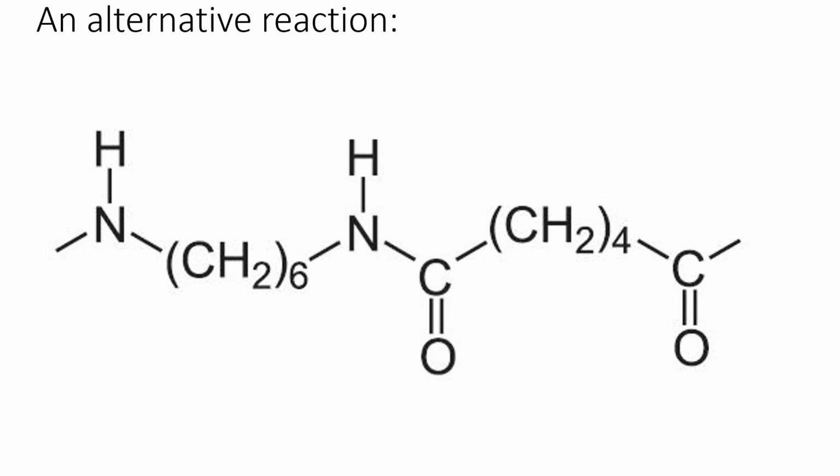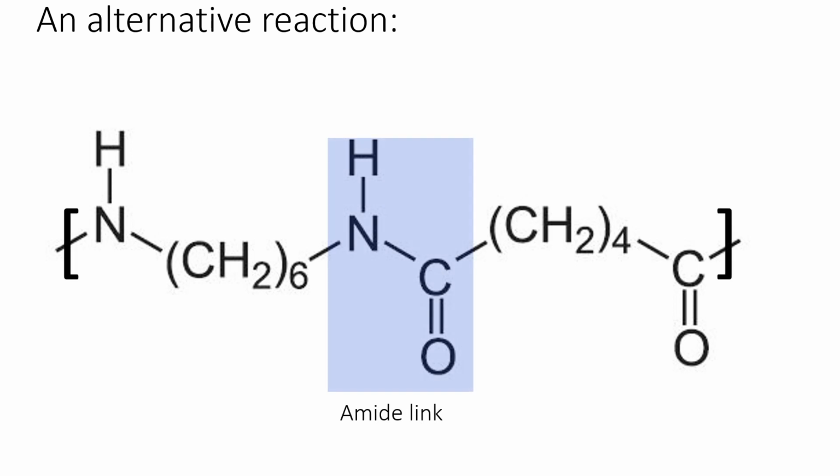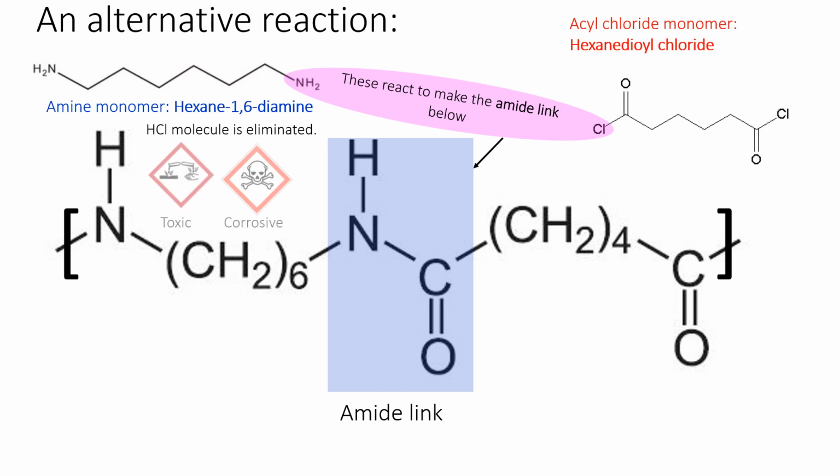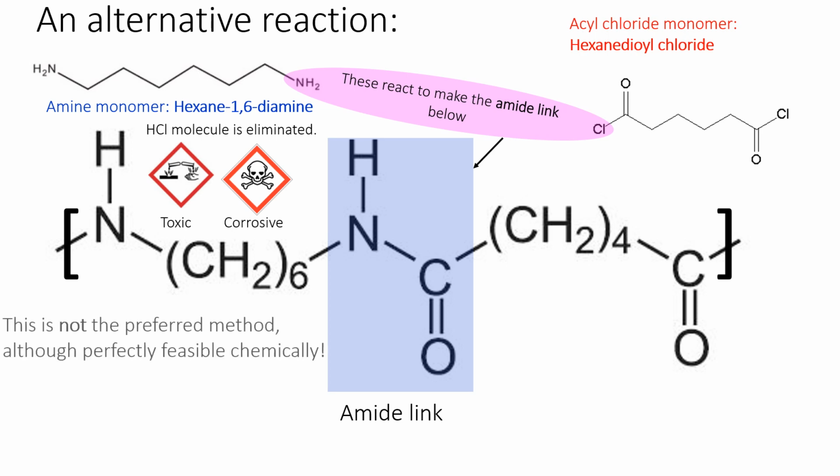Now in this particular case you can also make nylon using hexanedioyl chloride, so an acyl chloride. So the same thing happens, except this time an HCl molecule is eliminated, not a water molecule. Now, as you can probably guess, that causes problems because HCl is toxic and it's also corrosive. So this is not the preferred way of making it. It works, but the preferred way of making nylon is the previous slide, not this particular one.